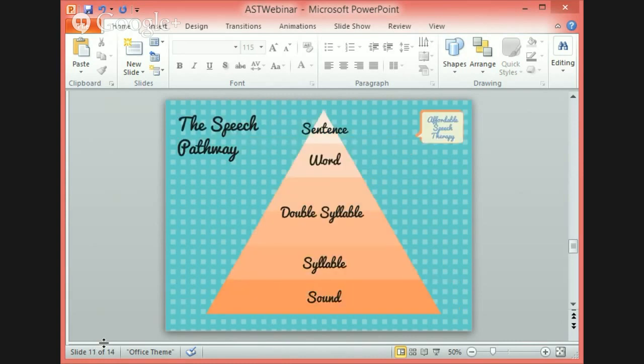This is what the speech pathway looks like. As you can see, we do a lot of drills on the sound, syllable, double syllable level. And honestly, just from my experience with Marcus, I've seen maybe 10 or 15% total at the word level or above. So it does look drastically different than what you would see in a mainstream setting.